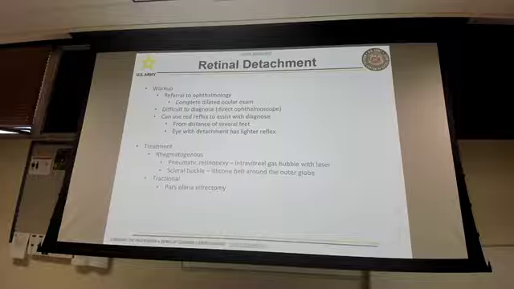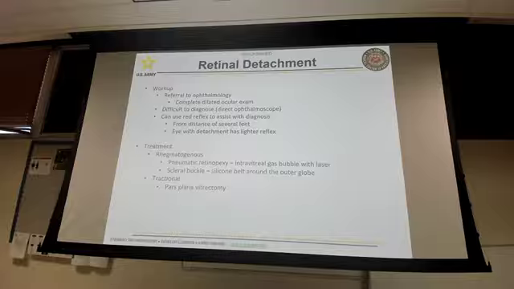Now, if it's a rhegmatogenous retinal detachment, there's two different procedures that ophthalmology can perform. The first one is your pneumatic retinopexy, and that's where they inject a gas bubble into the eye after they fix the retina, and that bubble will rise and help push that retina and keep it up against the rest of the eye. Depending on the material or the type of gas that they use, it'll dissipate between a couple months to maybe a few months. There's no need to go in to the eye to remove that gas bubble.